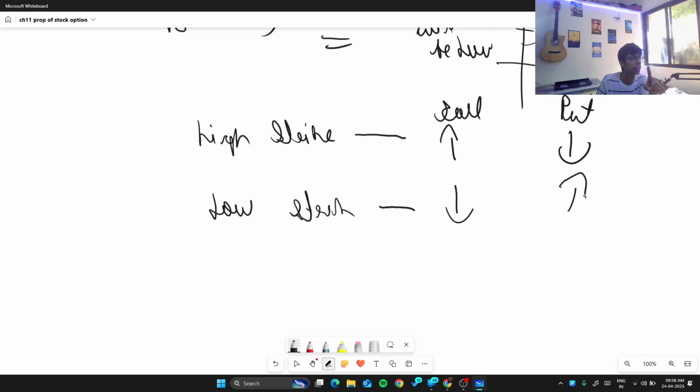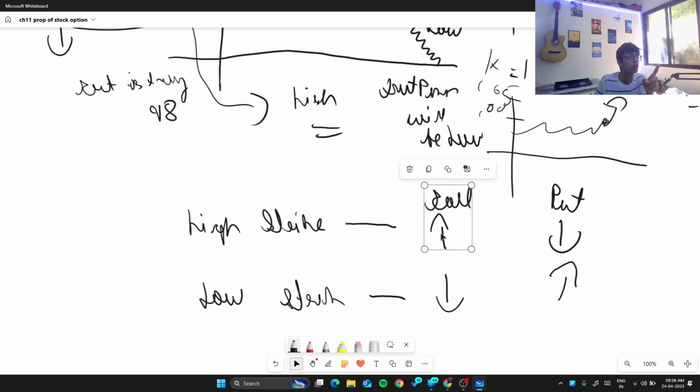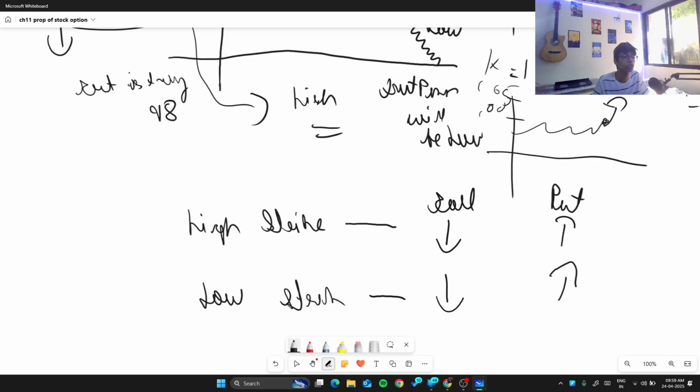Am I doing it right? No, something is wrong. If high strike, the call premium would be low, right? Sorry, let me erase it. So it is very confusing, you have to understand it. The premium of the put would be high because there is a high probability it will go down, right? And if low strike price, the call premium will be high and the premium of the put will be low, right?